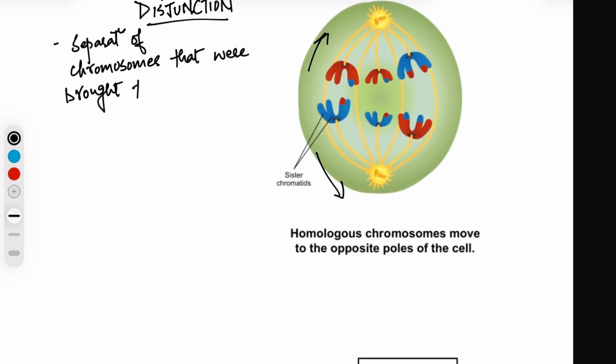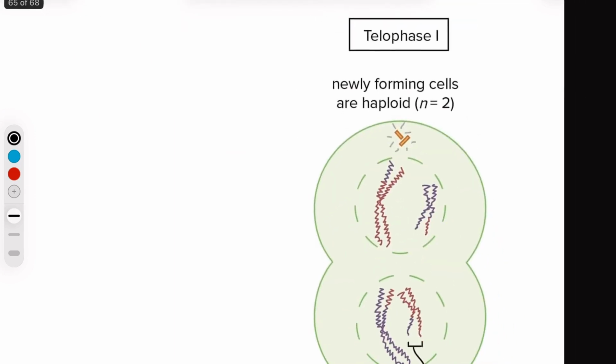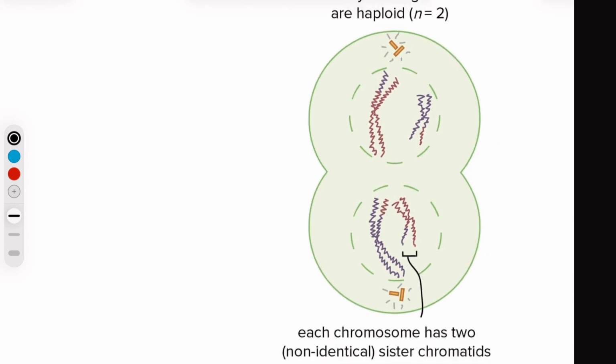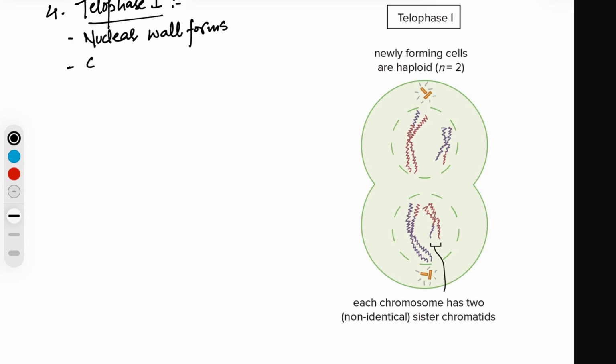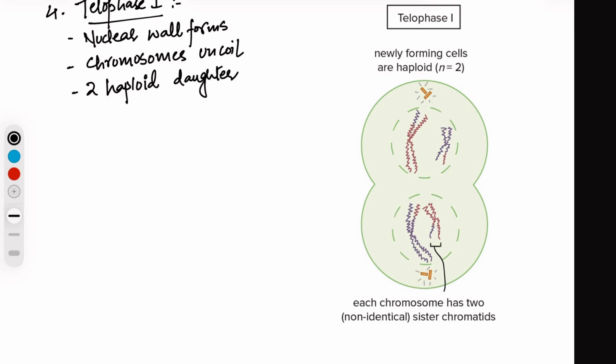Separation of tetrads into dyads or a pair of chromatids is called disjunction, and it involves the separation of chromosomes that were brought together during synapsis. Last is the telophase 1 stage. In this diagram, you can see that sister chromatids are present and they are separating from their homologous pairs.